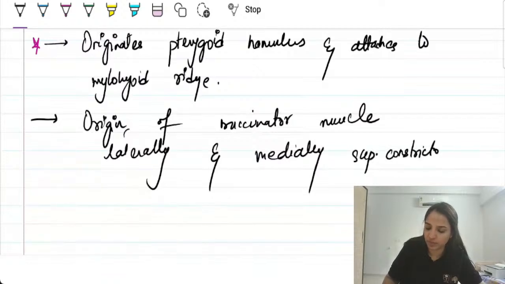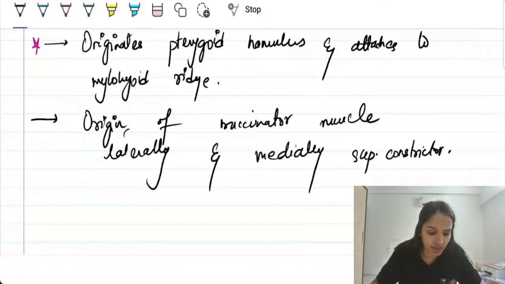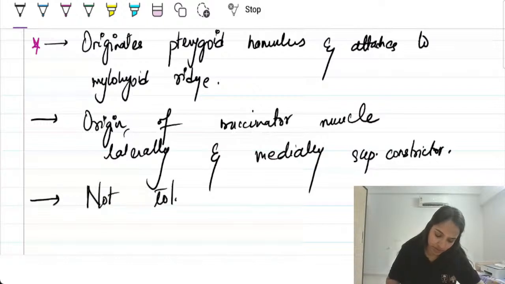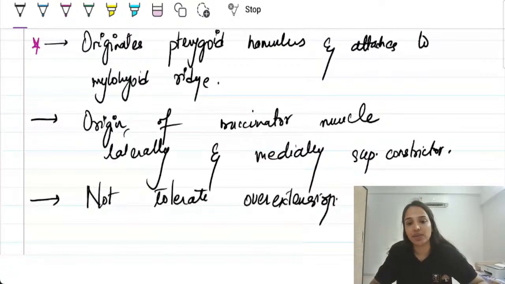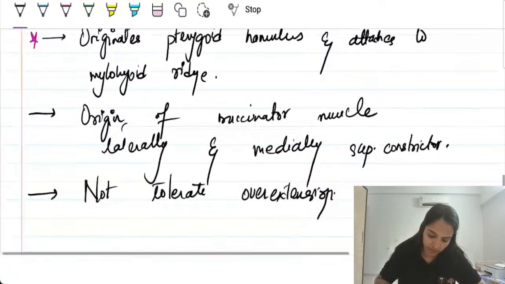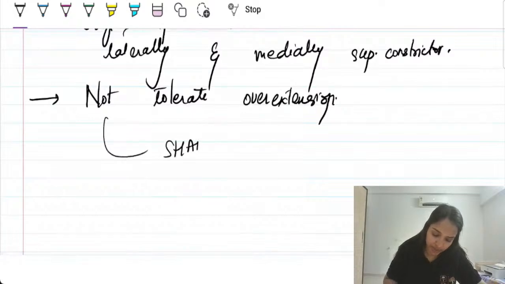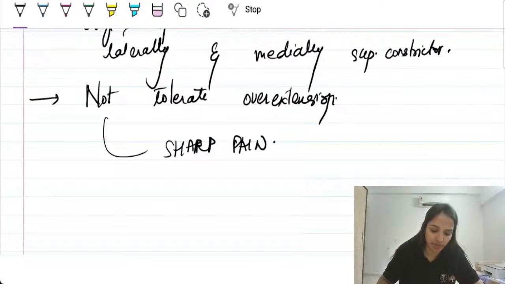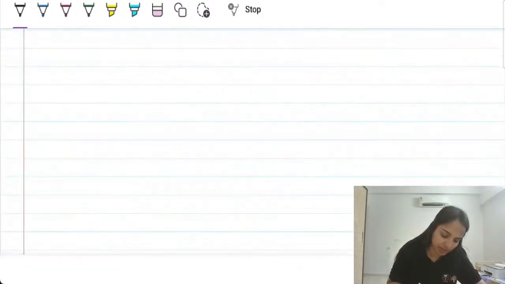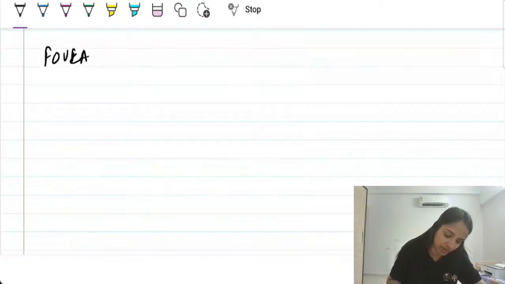The role of this is something we'll discuss further when we discuss the mandible, but the clinical significance is that it does not tolerate overextension. So when you go beyond the hamulus notch, over the hamulus, it will give a sharp pain to your patient. Apart from that, the next landmark that we discuss is the fovea palatini.